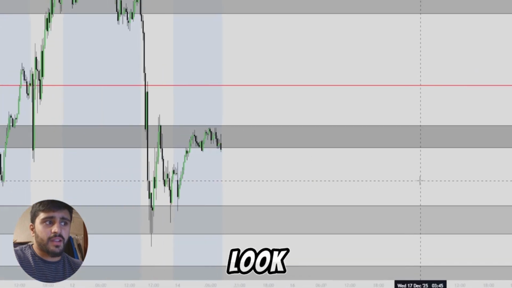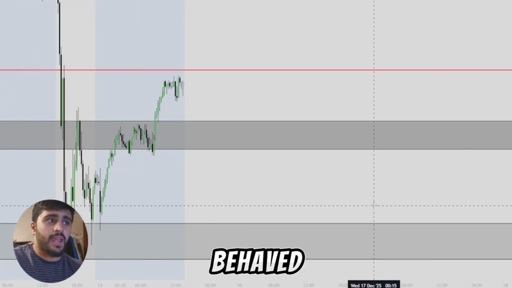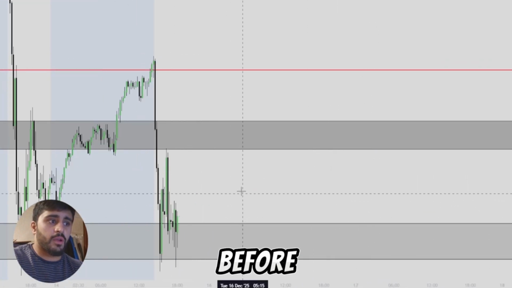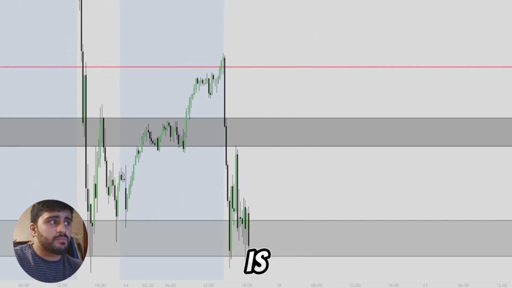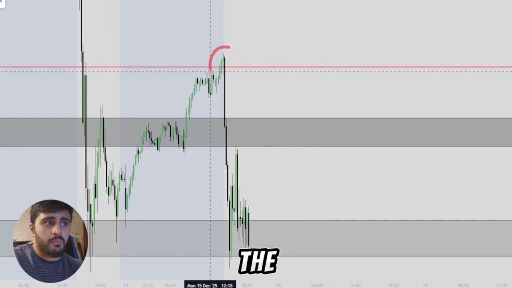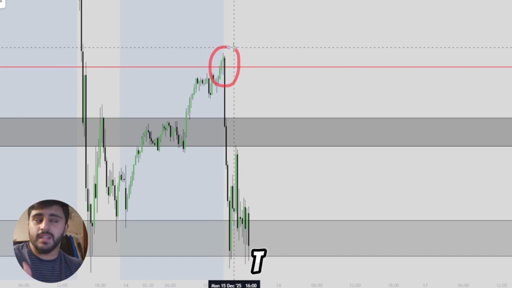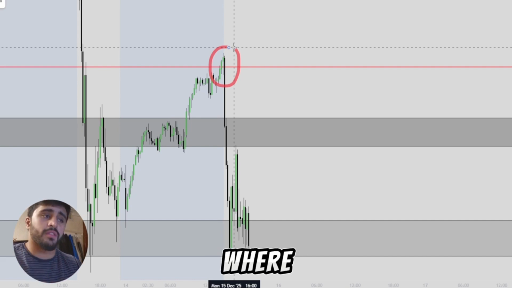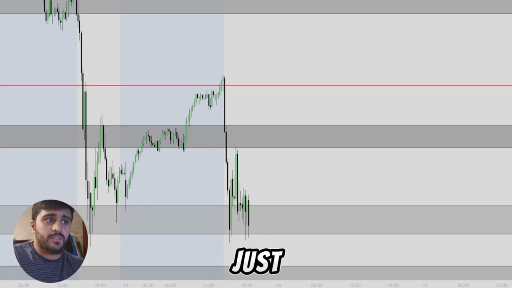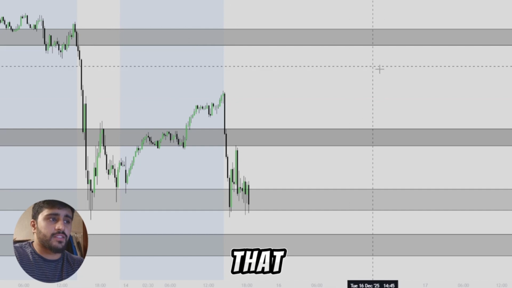Now, if we take a look at how Monday's price action actually behaved before I break down the trade, this is basically how it works. The market tested the previous week's point of control almost to the T. It doesn't always work out like this, but using volume profiles gives you a massive edge on where the markets are likely to react from. Just a quick tip so you can take that to your advantage.